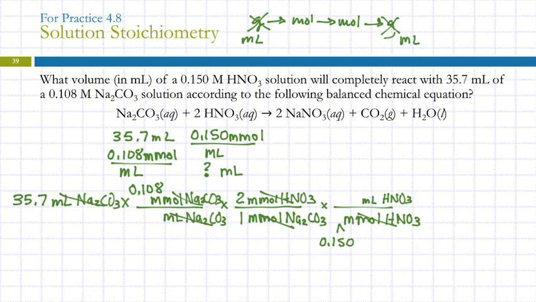So 35.7 times 0.108 times 2 divided by 0.150 equals. The numbers that were given to me all had 3 sig figs. So my answer is going to have 3 sig figs. 51.408. And I'll round that to 51.4 milliliters.